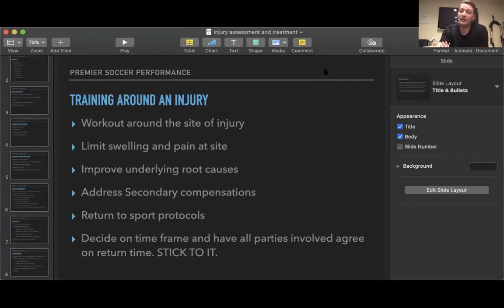So that's it, man. That's injury prevention 101. Hopefully gives you a better idea of the time it takes to heal an injury and what we can do about it, right? To get people back to optimal sport performance.